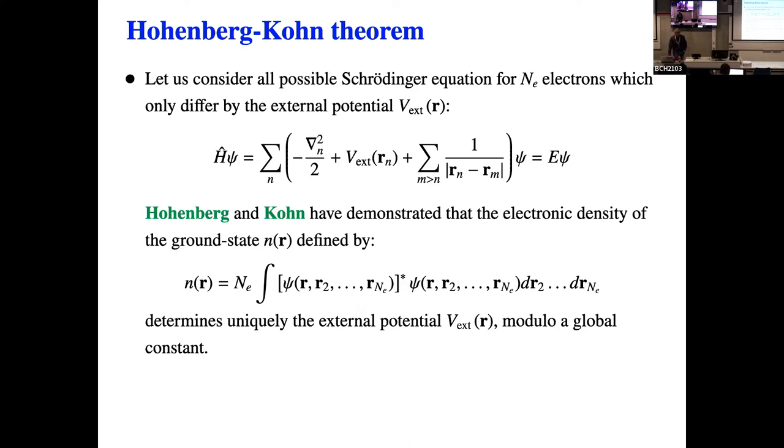And what they did is to demonstrate that if we have a Hamiltonian in which there's an external potential V(x), which usually is due to the nuclei, Hohenberg and Kohn demonstrated that the electronic density of the ground state, which is defined by integrating the product psi star psi over all the degrees of the wave function but one, so you just keep one position r that you do not integrate, and this density defined in this way determines uniquely the external potential modulo constants. Okay, so basically if there is a potential there is a density, and if there is a density there is a potential, okay, up to a constant.